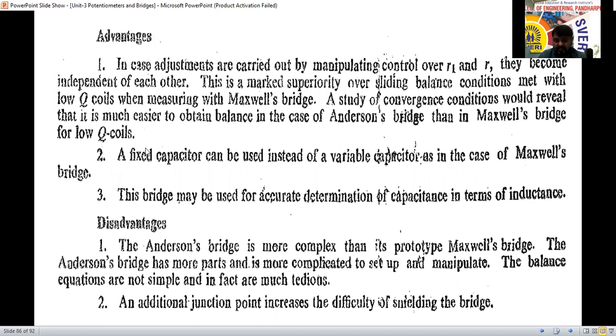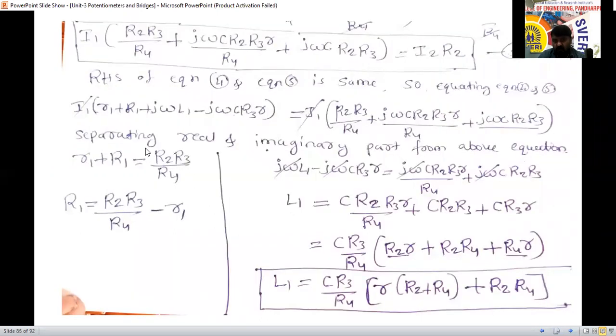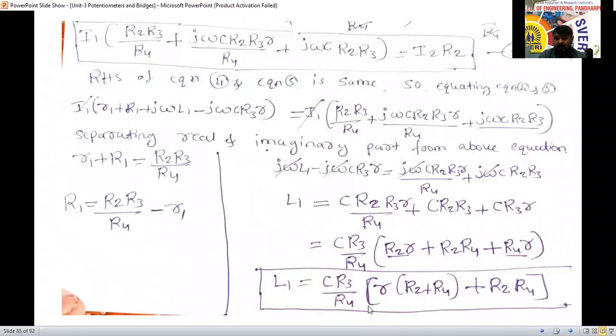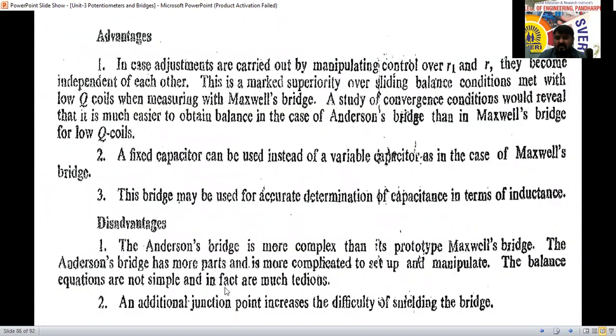Is that equation easy? It is easy obviously, but to write the balance equation, how many balance equations will we get here? Equation number 1, equation number 2 and equation number 3. Three balance equations we are going to get here. So as per the quality factors, the balance equation is simpler for the Anderson bridge compared with the Maxwell bridge.